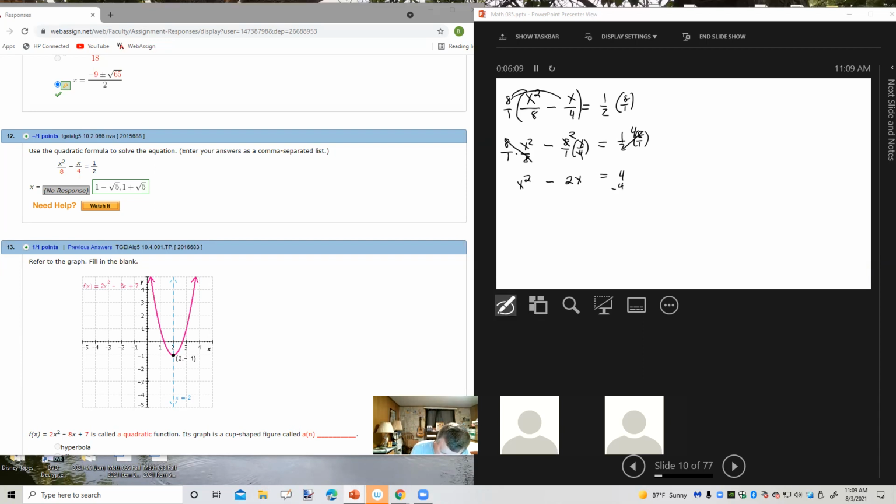Next, I'm going to subtract 4 from both sides of the equation so that I have an equation in descending powers standard form to plug into the quadratic formula. Any questions so far?